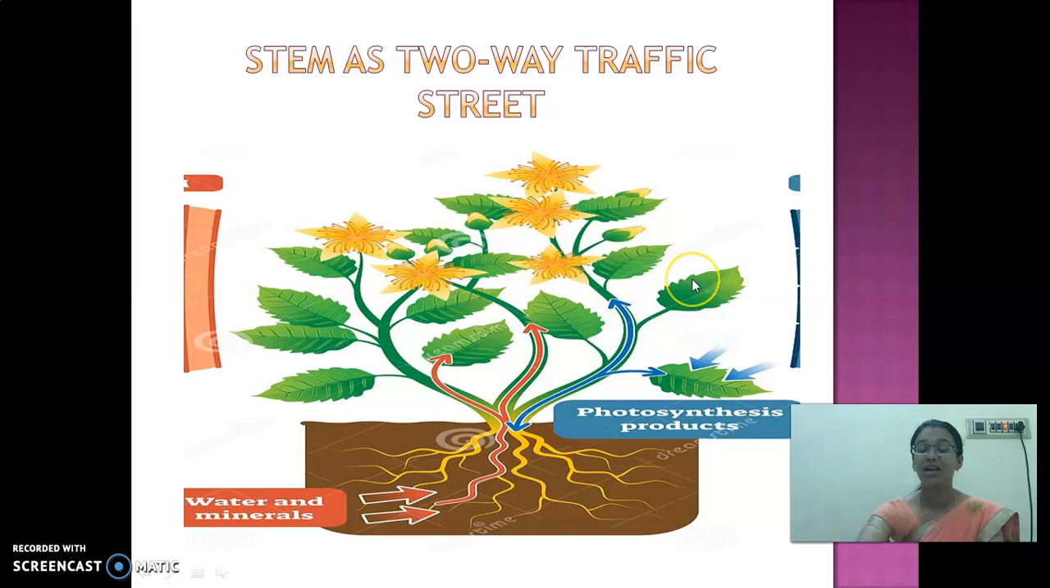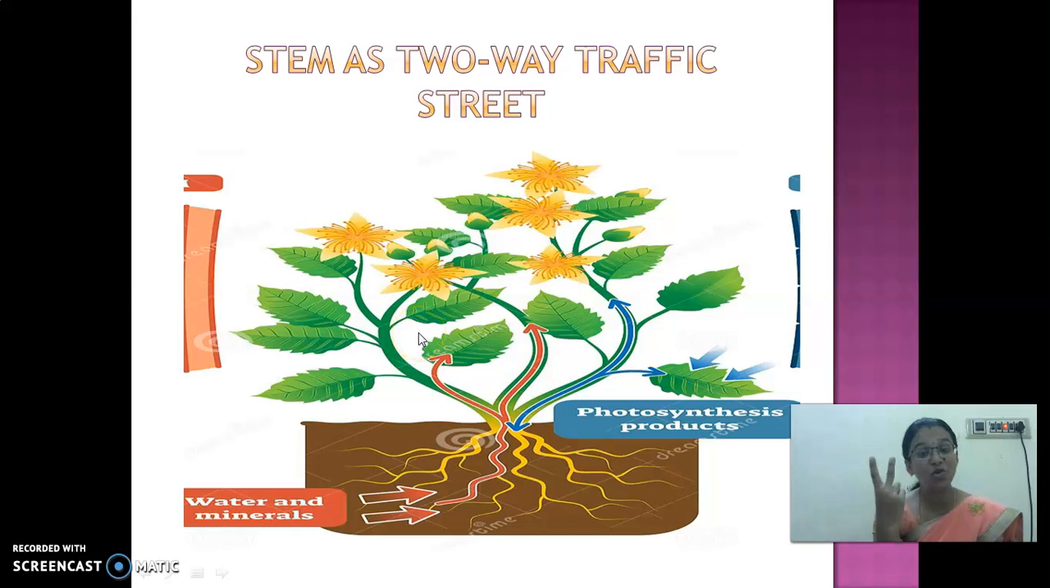Look at here. As I said already, leaves are the kitchen of the plant, right? Leaves are the kitchen of the plant. So, the food preparation process takes place in the leaf. And how does the food prepared in this leaf reach the other parts of the plant? That is also through the stem. So, what is the second way? The photosynthesis products from the leaves are taken to the other parts like roots and some other stem, flowers, etc.